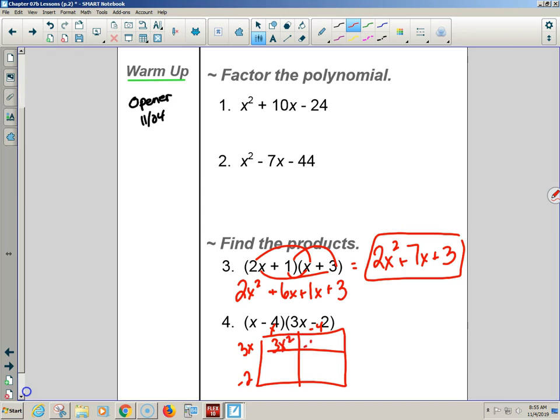Negative 4 times 3 is negative 12, but there's also an x. Negative 2 with x, there's an x with that negative 2. And then negative 2 times negative 4 is positive 8. So whether you did the arrows or whether you did the box, negative 12x plus negative 2x. Remember, there's always an understood addition. Be careful with these signs. That's a negative 14x plus 8. Okay, those ones are review, right?